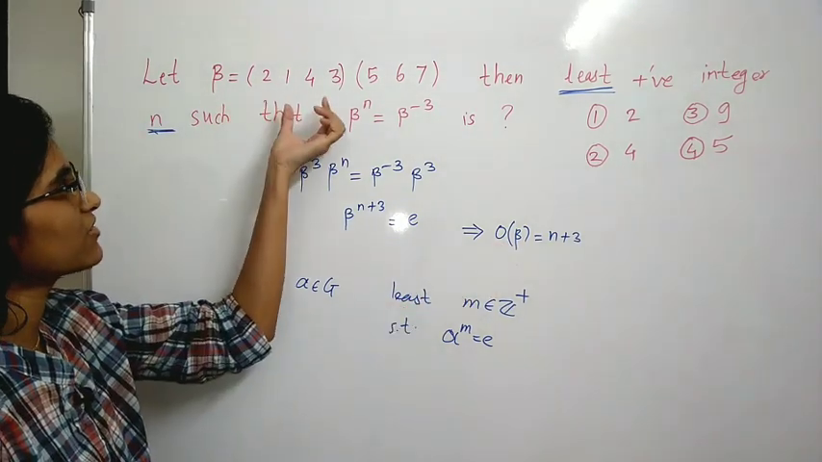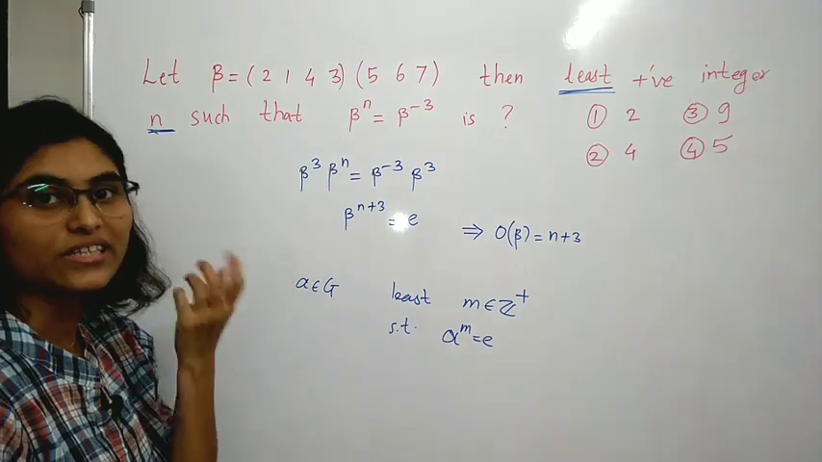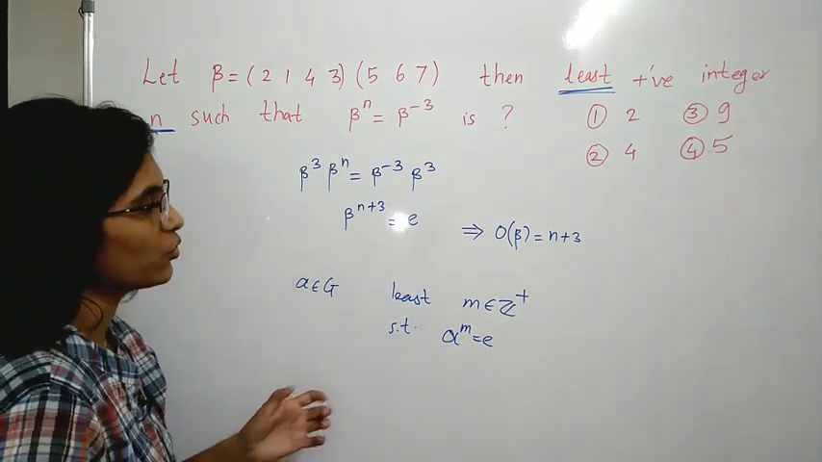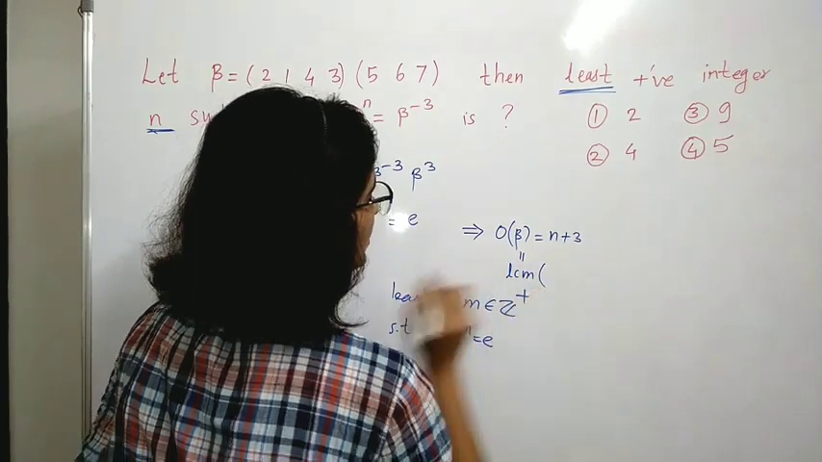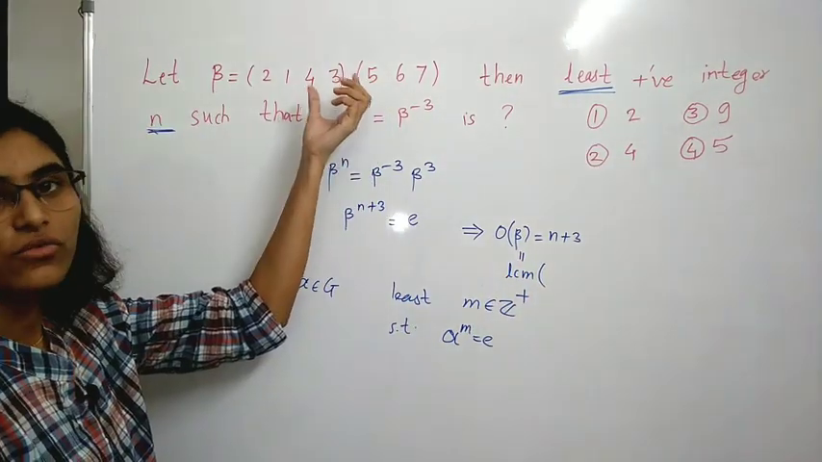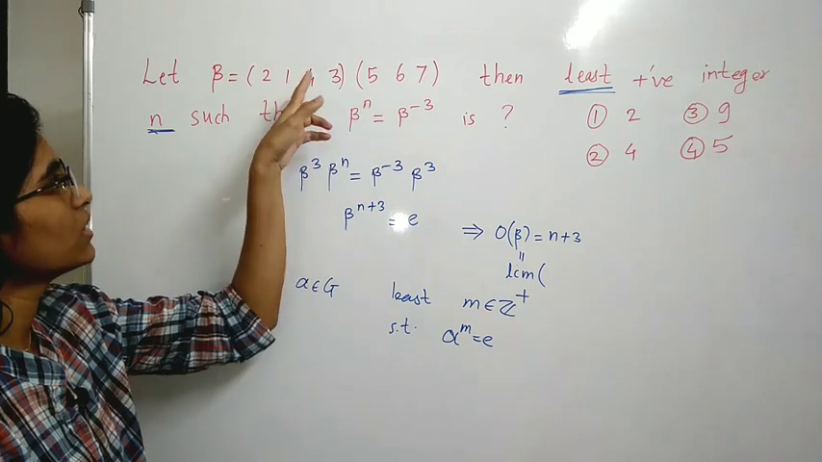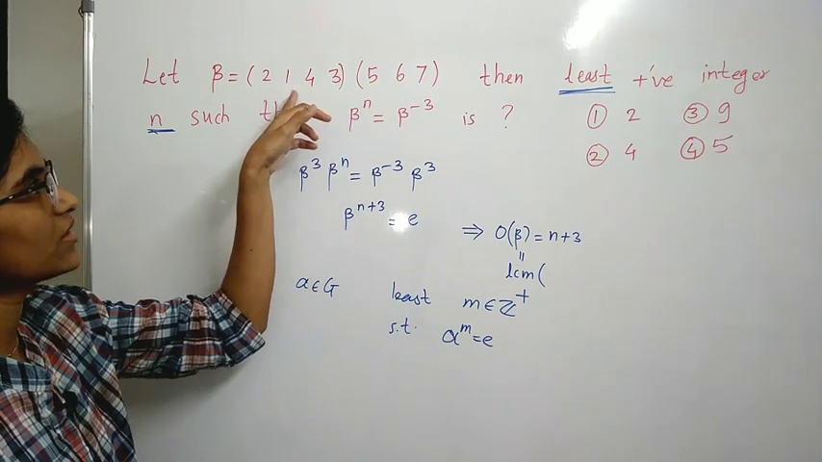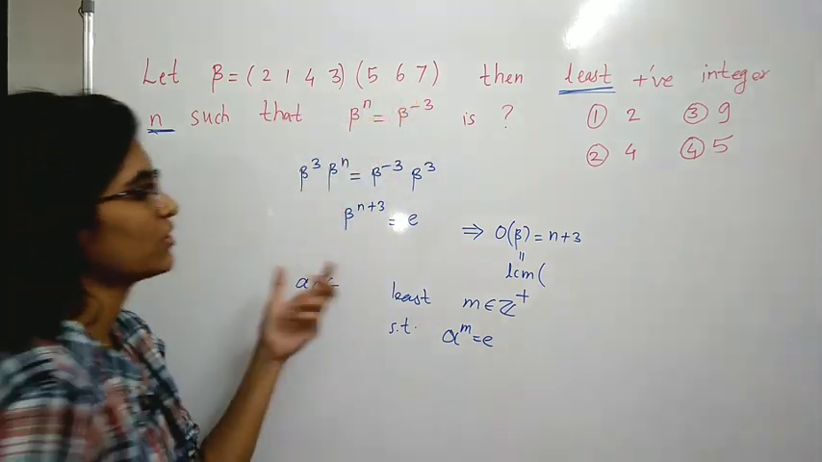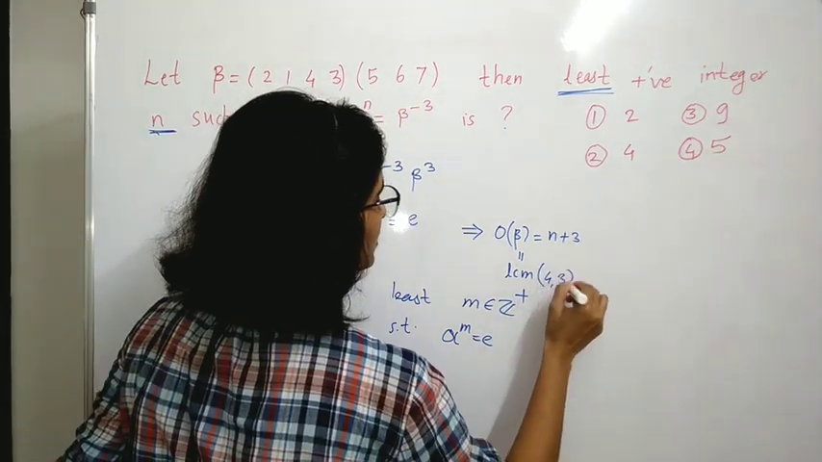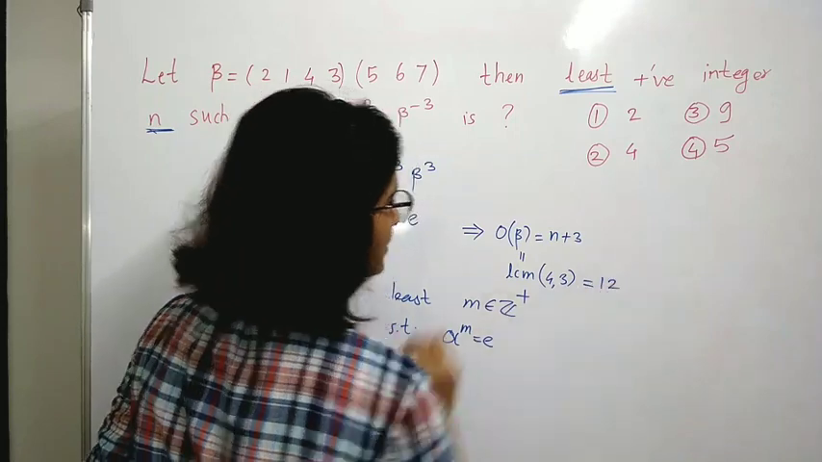Here beta is just equal to a product of disjoint cycles, right? So the order of beta is just the LCM of the lengths of these two cycles. What is the length of this cycle? It is just 4, right? It is a 4-cycle, and here it is a 3-cycle. So take the LCM of 4 and 3. What is this? This is just 12, right?